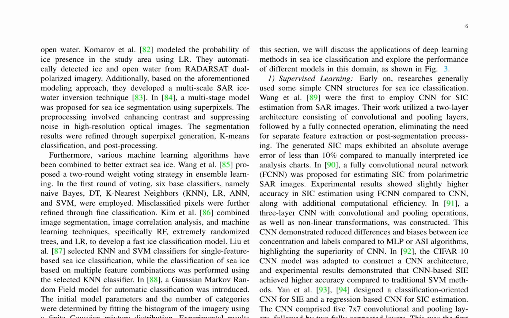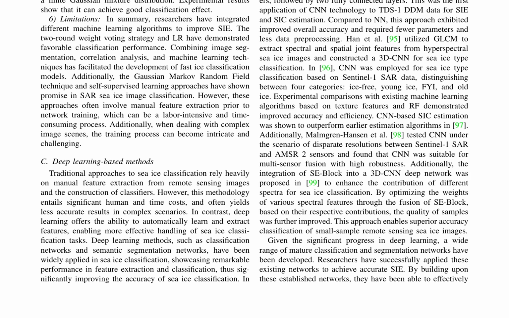Deep learning methods, such as CNNs, have recently gained popularity due to their ability to automatically learn and extract features, leading to improved accuracy in sea ice classification. The use of CNNs has been demonstrated in various studies, showcasing their effectiveness in feature extraction and classification, particularly in complex scenarios. Overall, the integration of machine learning and deep learning techniques has significantly improved the accuracy and efficiency of sea ice classification, contributing to advancements in sea ice research and monitoring.